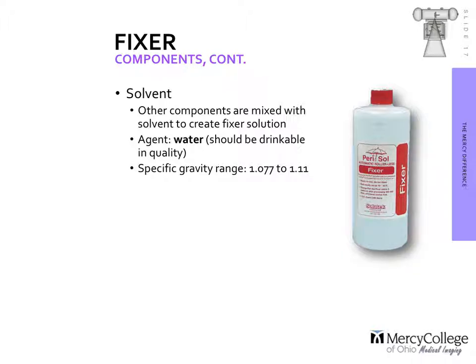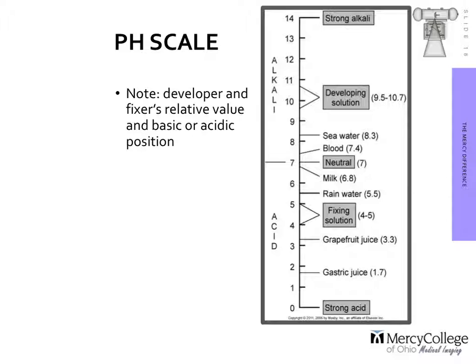Keep in mind that the specific gravity, as measured by a hydrometer, for fixer is going to be 1.077 to 1.11. And make sure you do note the numbers after that decimal point because they are slightly different between fixer and developer.